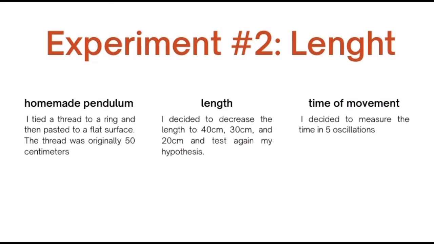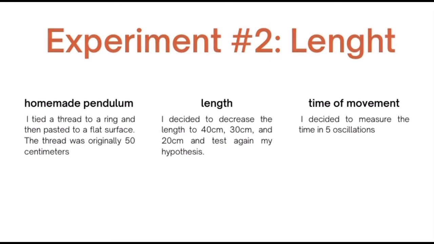For experiment number 2, I decided to test length instead of amplitude. So I used the same homemade pendulum, which I made by tying a thread of originally 50 centimeters to a ring and then pasting it to a flat surface. I decided to test length, which I decreased by shortening the thread to 40 centimeters, 30 centimeters, and 20 centimeters, and test again my new hypothesis. And I also measured the time of the movement, in 5 oscillations.